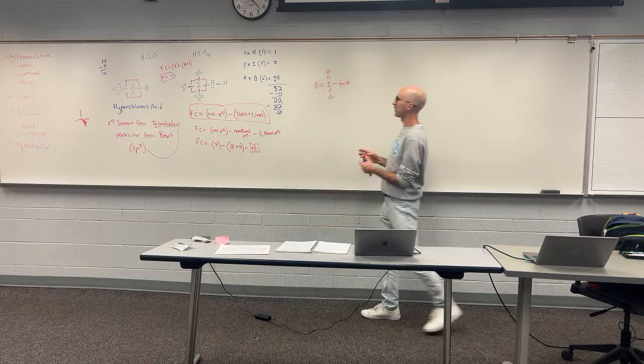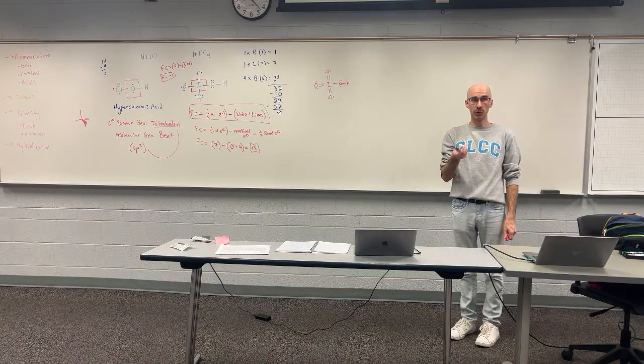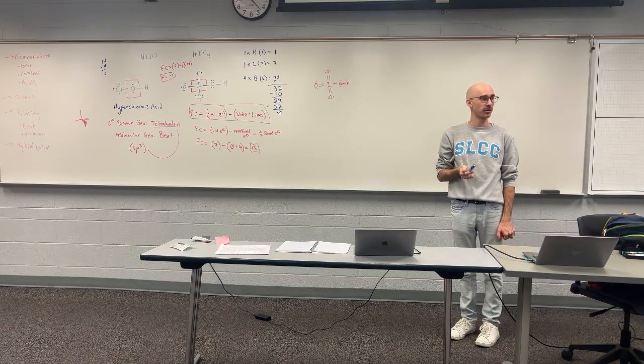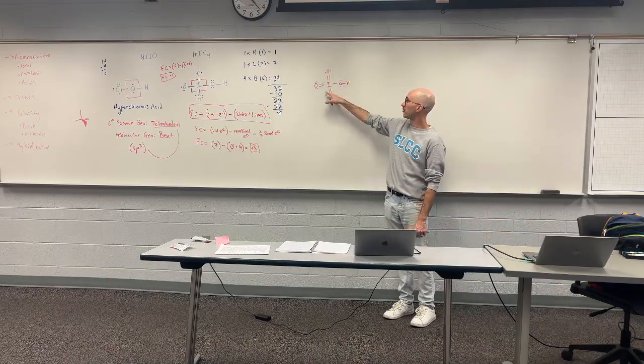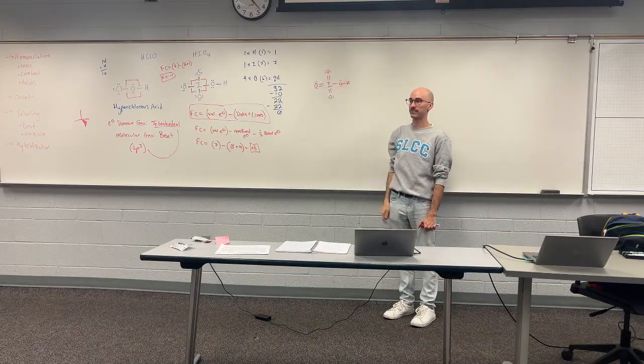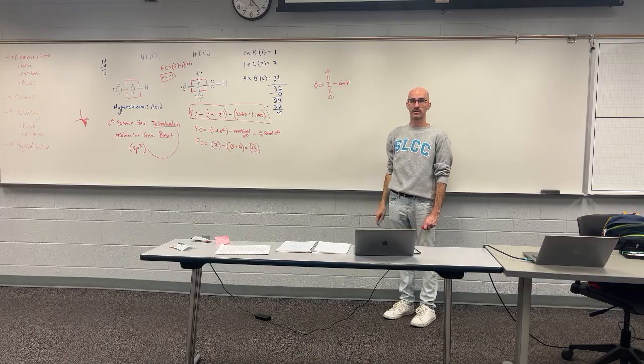Here is the resonance form that minimizes formal charge. Can you prove that this has minimized formal charge? What's the formal charge on iodine now? 7 minus 1, 2, 3, 4, 5, 6, 7. 7 bonds. 0 formal charge. And the oxygens? 2 lone pairs, 2 bonds.